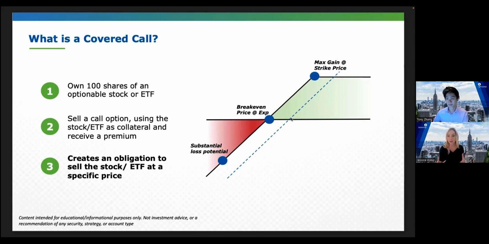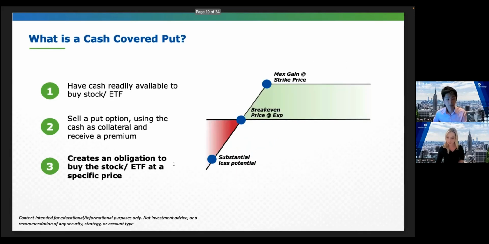Oftentimes there is a question: when is a good time to write a covered call, or sell a covered call? That's a synonymous term. It's when you're bullish on something or you still want to hold the stock, but it is a bullish strategy. So if you feel like the stock is going to go up and you have a predefined target price, then that meets the criteria for this strategy. A cash covered put is also a bullish strategy. So this is on the other side.